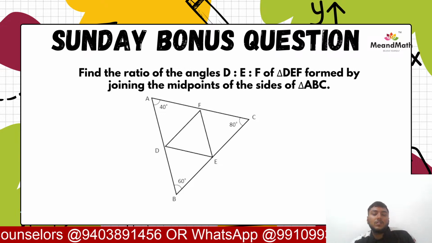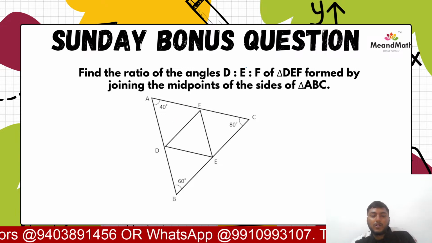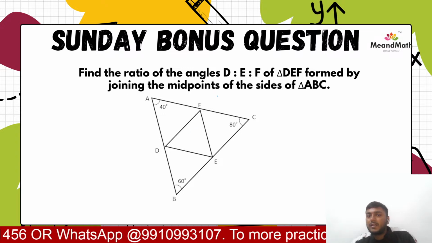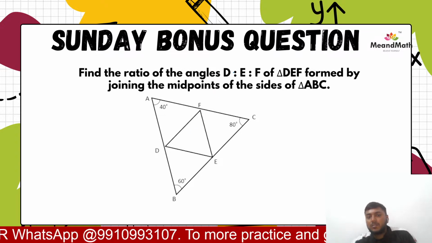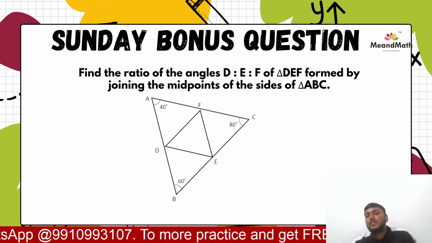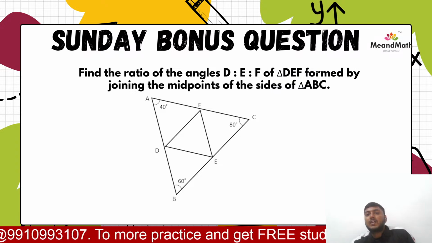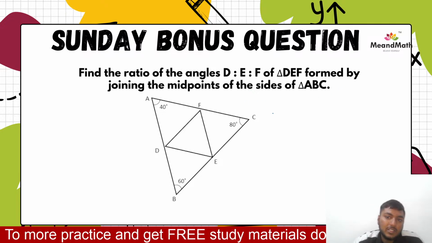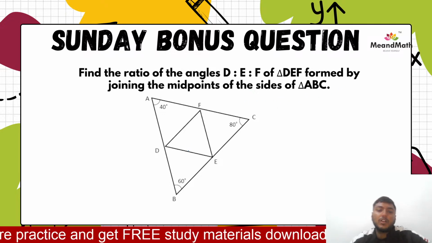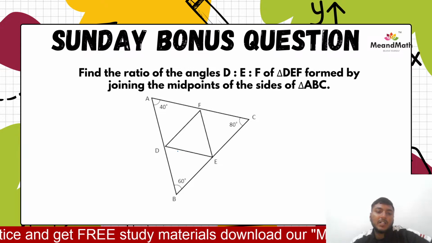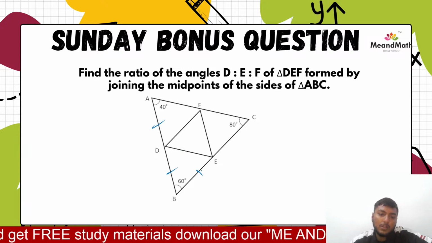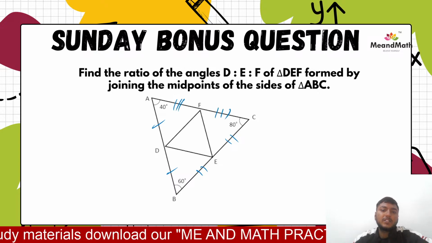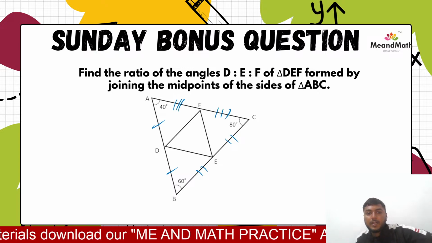Now this is the bonus question for today's class, right? Find the ratio of angles of triangle DEF formed by joining the midpoints of the sides of triangle ABC. Triangle ABC की midpoints को join करके हमने एक triangle बनाया, that is DEF. So this side and this side are equal. These two sides are equal and these three sides are equal, right?